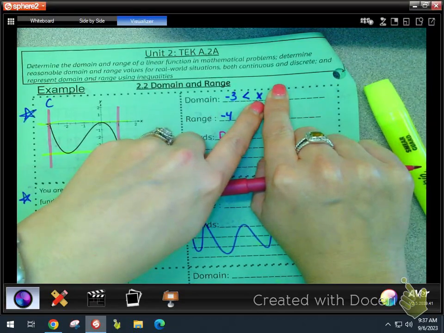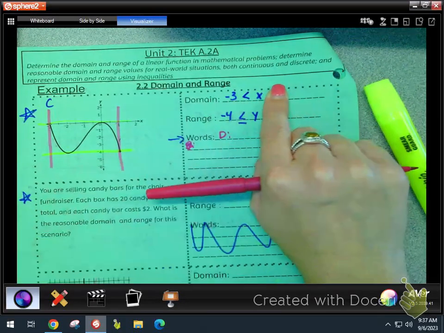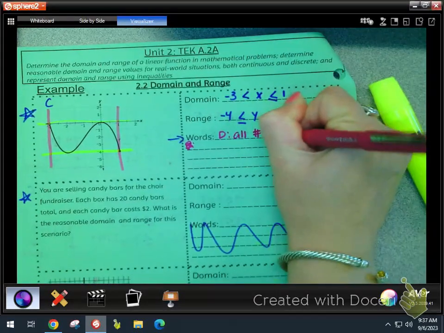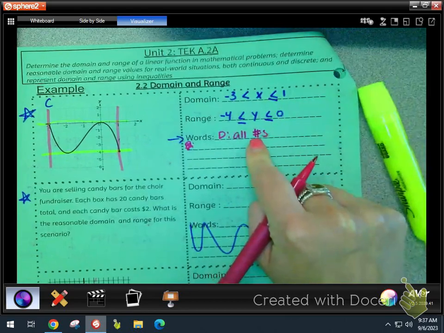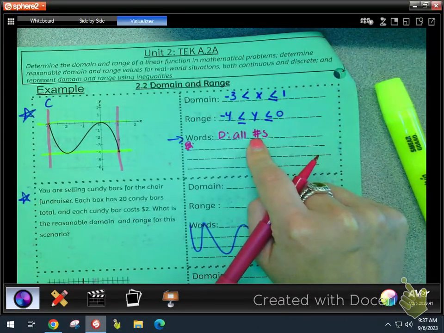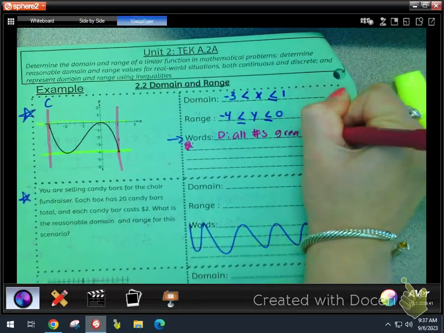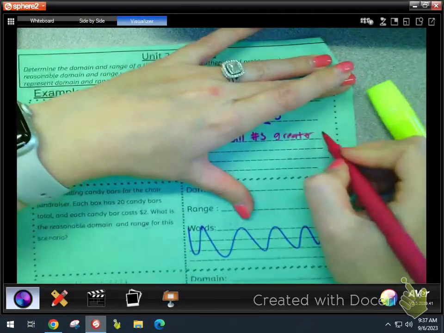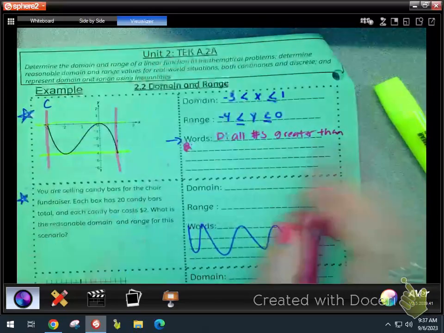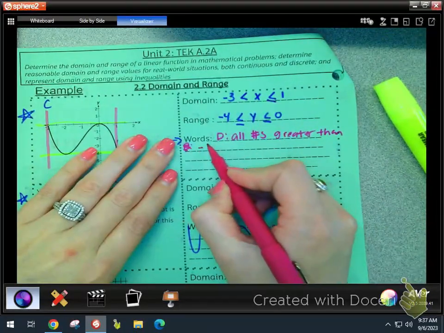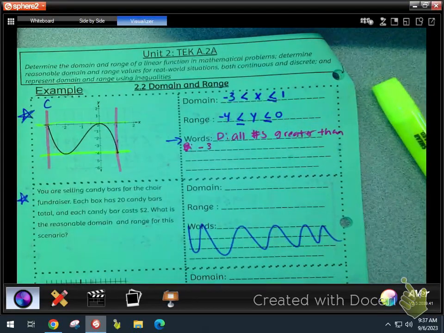What's another way you can say that? X is greater than -3. So we can say all numbers, I'm abbreviating with that pound sign, hashtag, whatever, it means numbers. All numbers greater than, but not equal to. So I'm just going to say greater than -3. Okay.